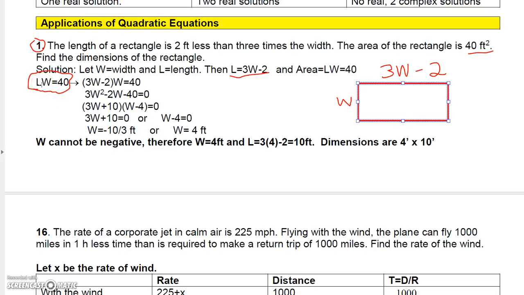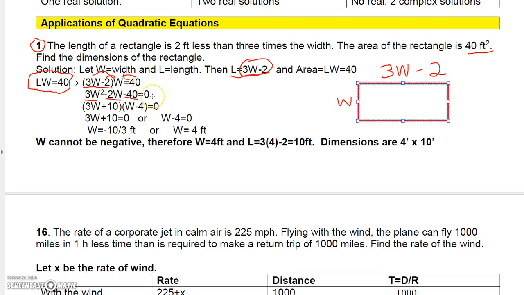This is an equation of 2 variables, so let's eliminate the length, or the L, by substituting this 3W minus 2 for it. So if we replace L with 3W minus 2, instead of LW, we get 3W minus 2 times W. And then we can distribute the W. W times 3W is 3W squared, and then W times minus 2 is minus 2W. And I hope this doesn't mess you up any, but I went ahead and moved the 40 across the equal sign as well. And so now I've got 3W squared minus 2W minus 40 equals 0.